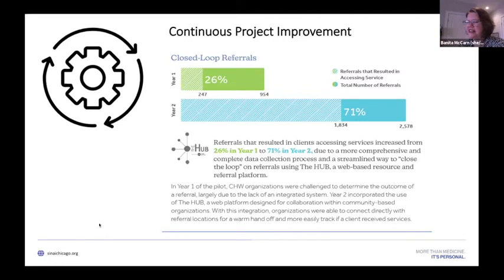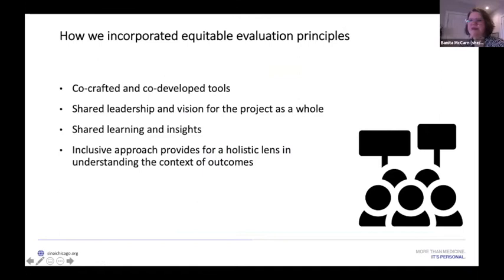As a result, referrals resulting in clients accessing the services increased from 26% in the first year to 71% in the second year. So I want to just comment on this, that the increase may be due to better tracking and documentation. We don't think that only 26% of clients received services in the first year, but we figured out a way to more accurately track and to close the loop on the referrals.